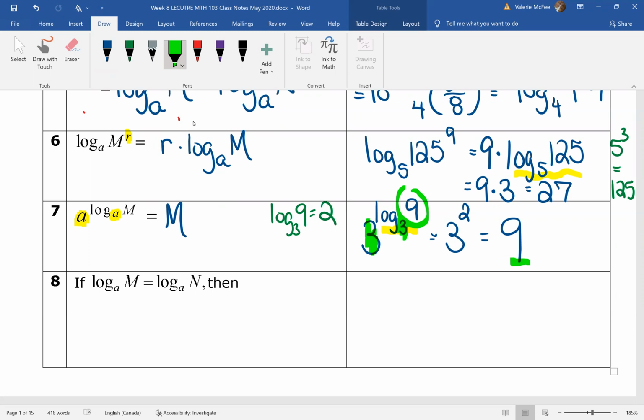Finally, we have property 8. This property we're going to use frequently when we're solving equations. When you have two logs that are equal to each other, now notice there's no adding and subtracting of other terms. There are no constants. There are no factors in front of the logs. We simply have log base a of m equal to log base a of n. Then we can just ignore those logs and say that m equals n. We'll look at examples with that more closely when we are looking at solving exponential equations.